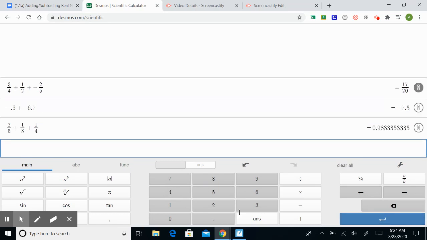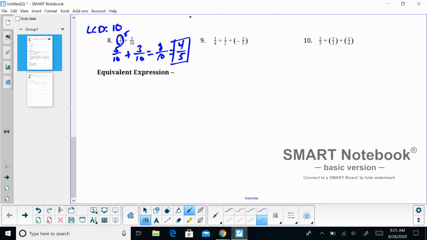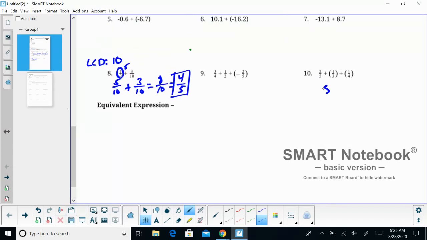It's going to give me my answer over here as a decimal. It's not a big deal. All we have to do is hit this fraction converting button, and that tells me that my final answer is 59/60. So for example 10, the final answer is 59/60. Go ahead and do your example number 9.